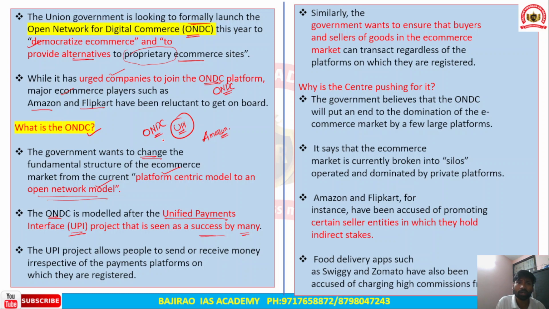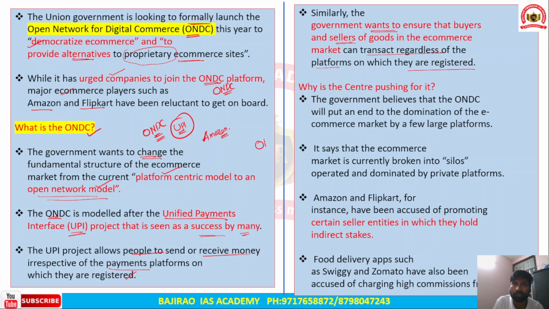So this is an open network. The UPI project allows people to send and receive money irrespective of payment platforms, irrespective of PhonePe or Paytm, wherever you have an account, on which they are actually registered. Similarly, the government of India wants to ensure that the buyers and sellers of goods in the e-commerce market can transact regardless of the platforms on which they have registered.